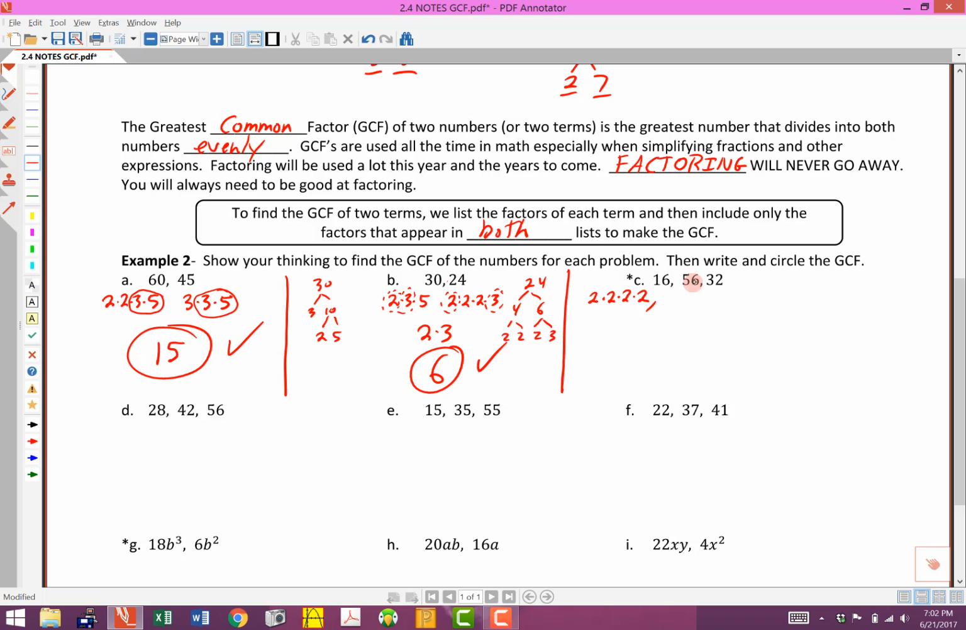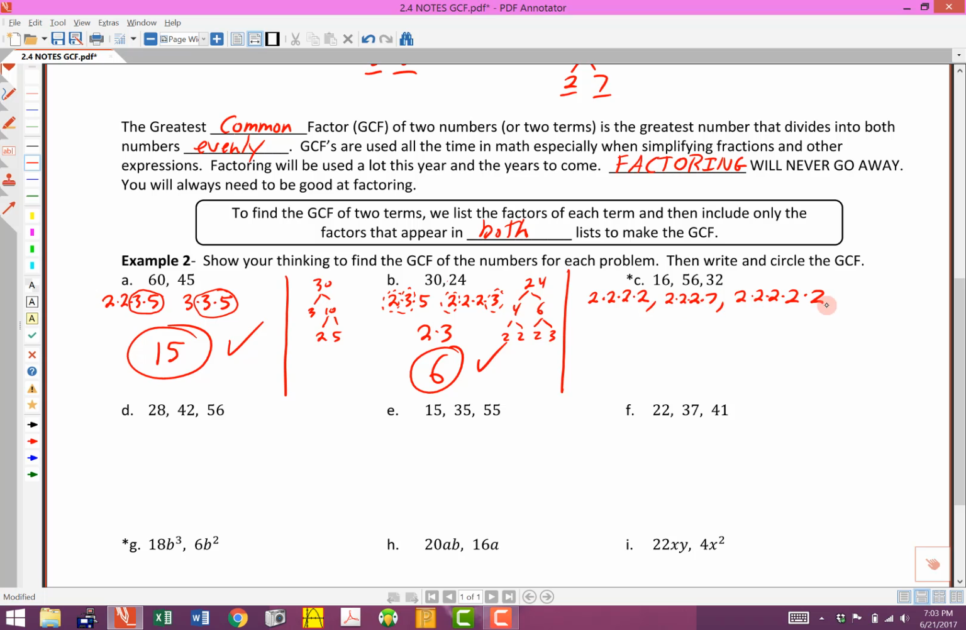Let's do 56. 56 would be 8 times 7. And 8 is 2 times 2 times 2, and then times the 7. Again, if you need a factor tree to confirm that, go right ahead. 32 is twice as much as 16. So I'm going to write down those 4 2's that make 16, and then if I double that, that's going to make 32. Again, if you have a tough time following that, you can write a factor tree for each one of those, and you'll end up with these.